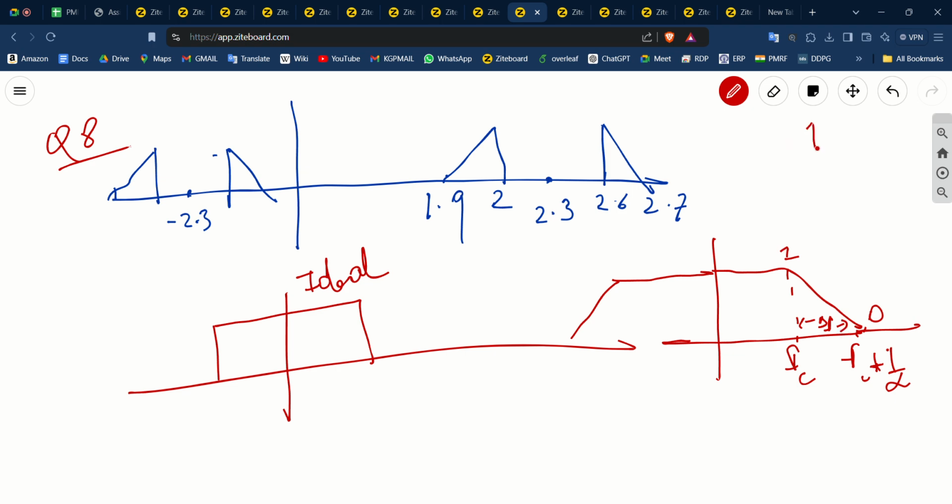So what is the slope? Change in y, 1 minus 0, by change in x, delta f. So your alpha is 1 by delta f. So what will be delta f? Delta f will be 1 by alpha. So this ending point will be fc plus 1 by alpha. Okay, so this is my filter. It will not stop at the cutoff, it will stop at 1 by alpha frequency after cutoff.